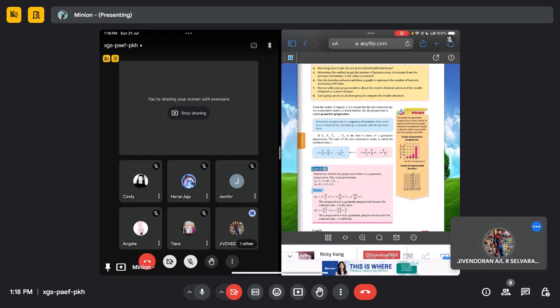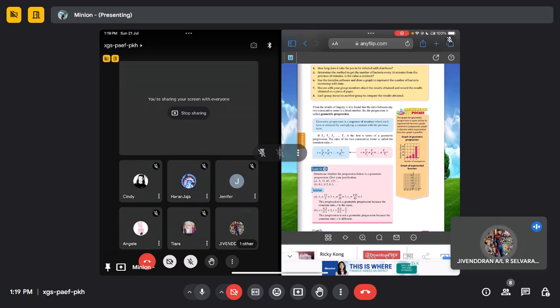So that's the difference. Just like how in arithmetic progression we say common difference, in geometric progression we will say common ratio, which is also known as R. How you get the common ratio is you take one term and divide it by the term before it. So for example, T2 divided by T1 or T3 divided by T2. Okay, so now we can go to example 10.